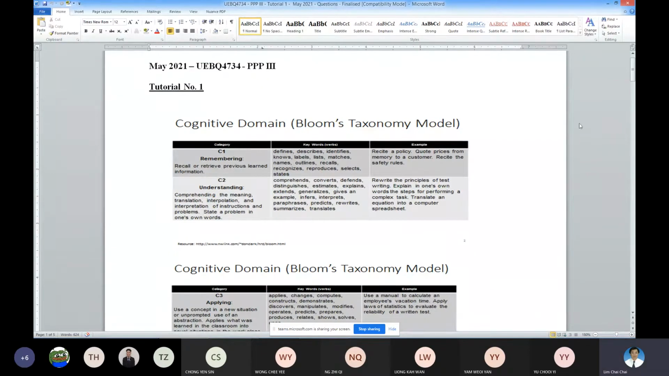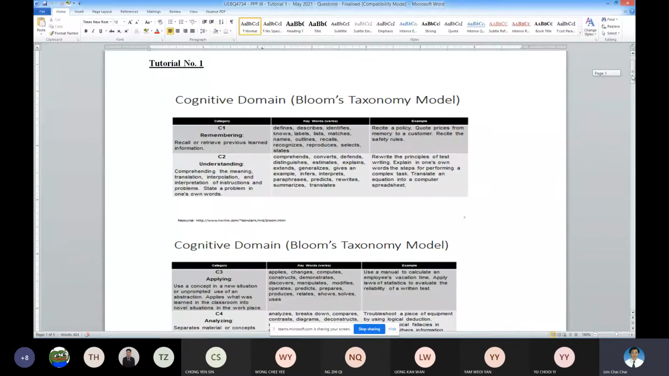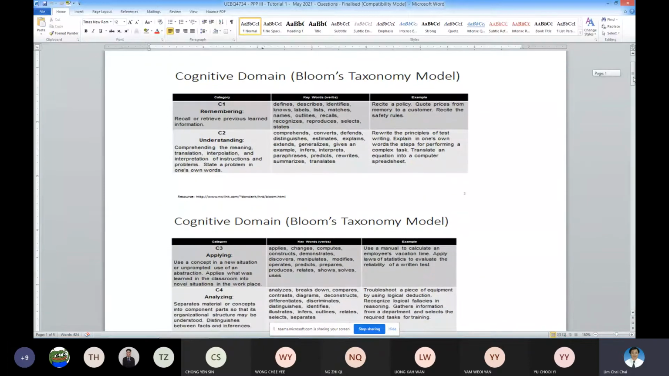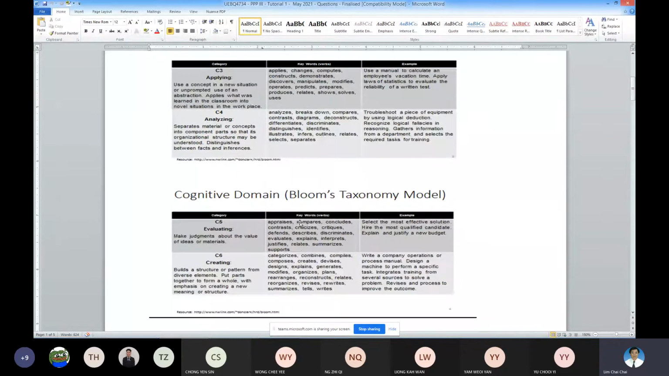Under Bloom's taxonomy, the thinking skills are divided into 6 levels, level 1 to 6. Level 1 is remembering. Level 2 is understanding. It is getting higher and higher in skill. Level 3 is applying. Level 4 is analyzing. Level 5 is evaluating. And level 6, the highest one, is creating. Very advanced thinking skill. That is cognitive.